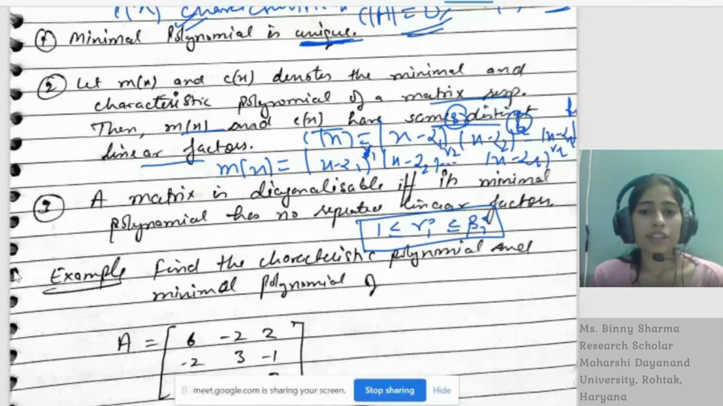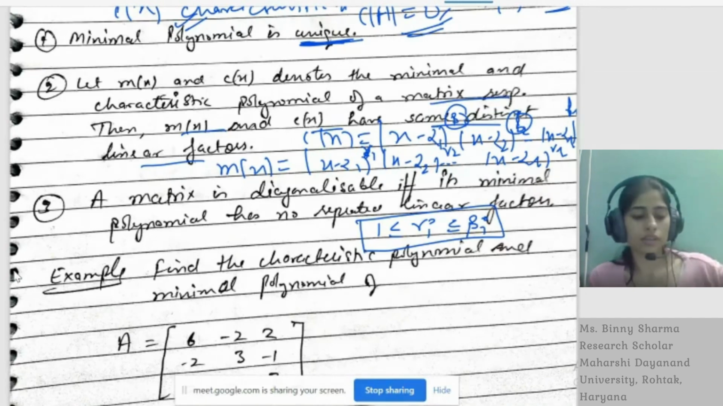Okay, so here the distinct linear factors will be the same in m(x) and c(x). The powers may be different.